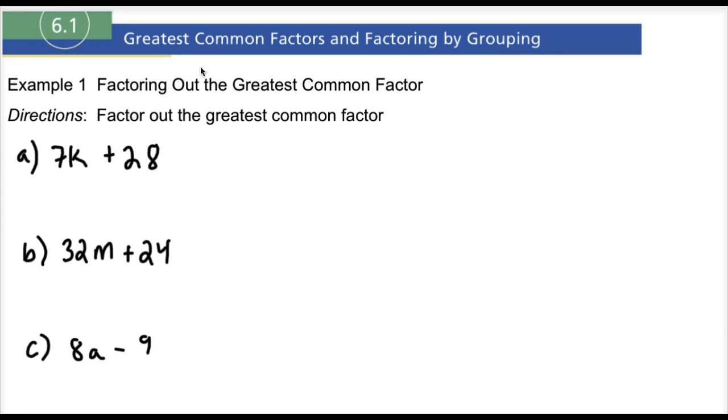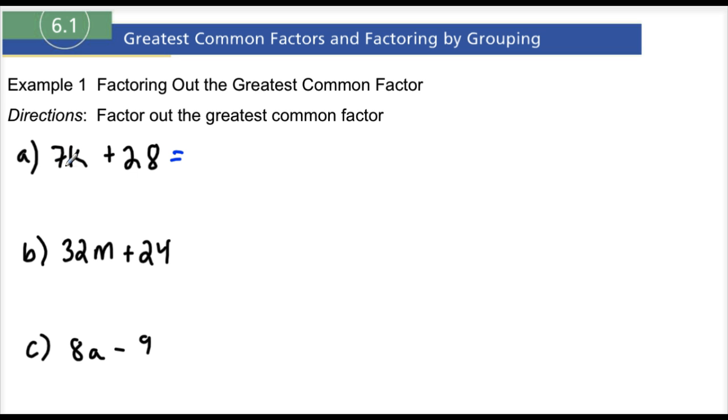Starting in chapter 6 with example number 1, we're going to be factoring out the greatest common factor. That's the whole idea: we can have two terms, three terms, or five terms, but basically we're trying to find the biggest factor that all of the terms have in common, and we're going to take that out. Watch how this looks right here.